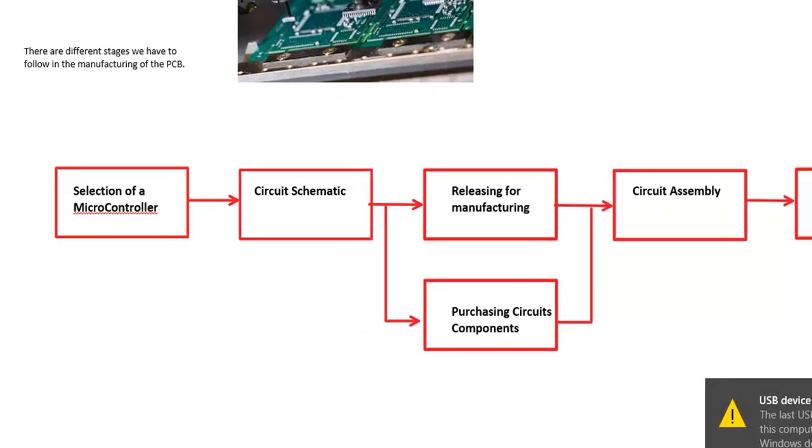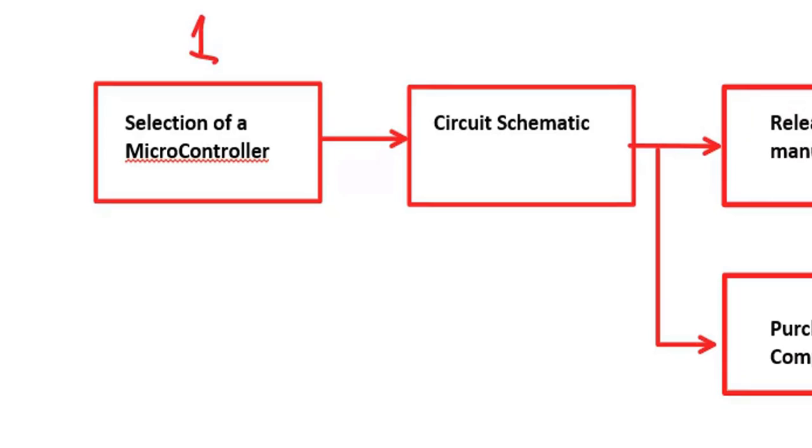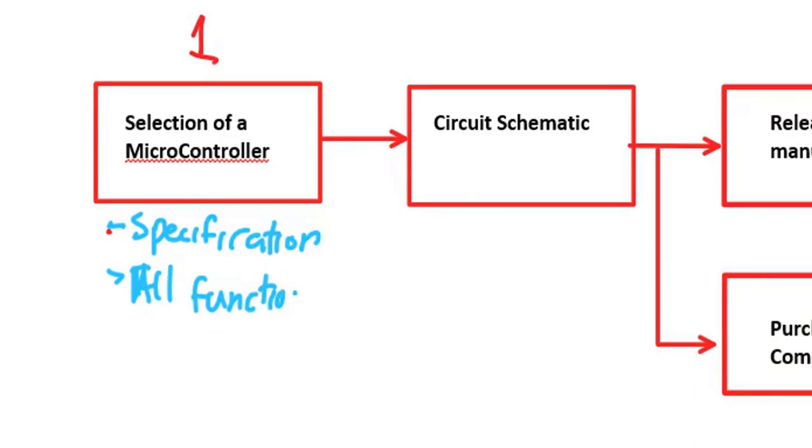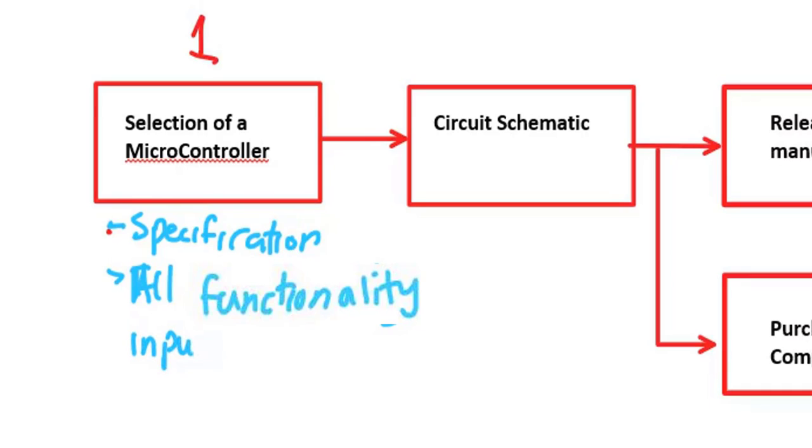The first step is basically selection of a microcontroller. So that's a very crucial thing. In the beginning, you need to have these specifications written and all the functionality you want from your PCB. This functionality includes input and output ports. So first of all, the selection of a microcontroller, and how you select a microcontroller is the specification. You need to know your project specifications, what exactly you want, and all functionality needs to be like input and output ports. So that will tell you how many pins you want.